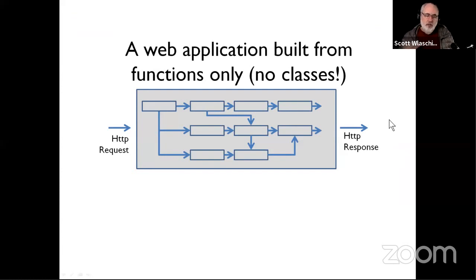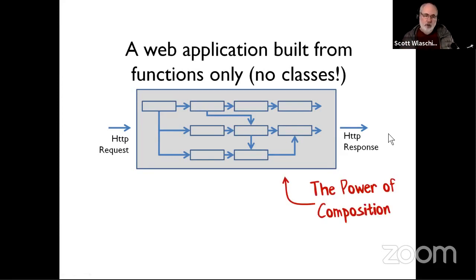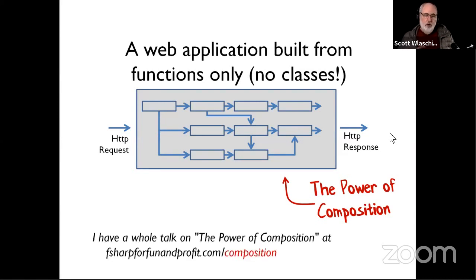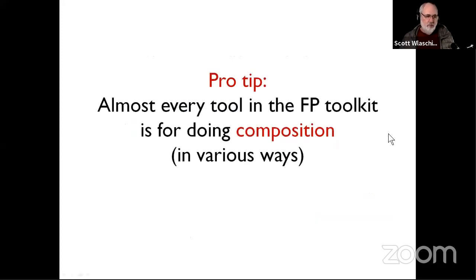So that's slightly different from object-oriented programming. The functional thing tends to be a pipeline with data always going in one direction. So that's the power of composition for functional programming. And I have a whole talk about that if you're interested. I'll happily share that with you later on.